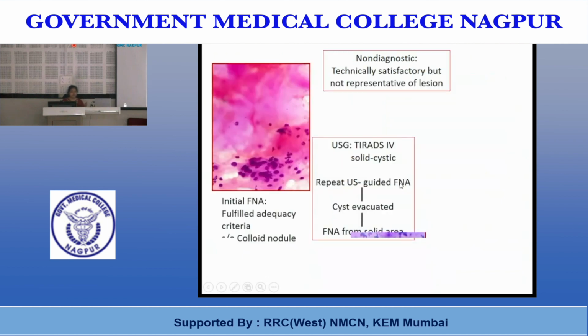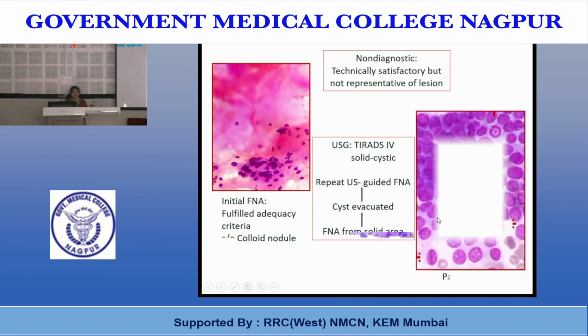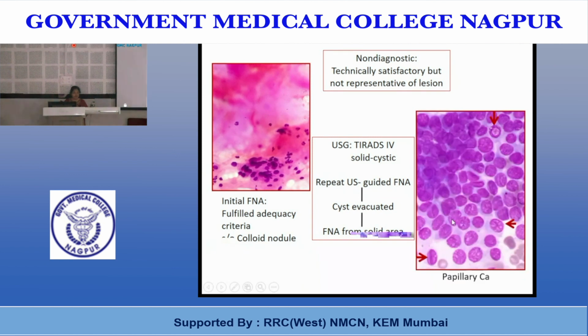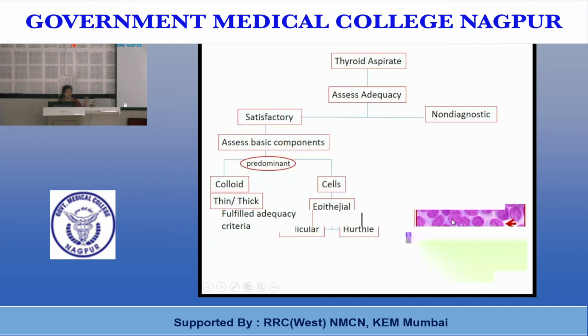I told you about being technically satisfactory, with an adequate number of cells, but not representative. This was a case in which the initial FNA showed abundant colloid and follicular cells, and it was suggestive as such of a colloid nodule. But on USG, it was a moderately suspicious lesion. So a repeat guided FNA was done. The cyst was evacuated, and FNA from the solid areas confirmed a papillary carcinoma. So everything was right with it, but the lesion had not been reached.